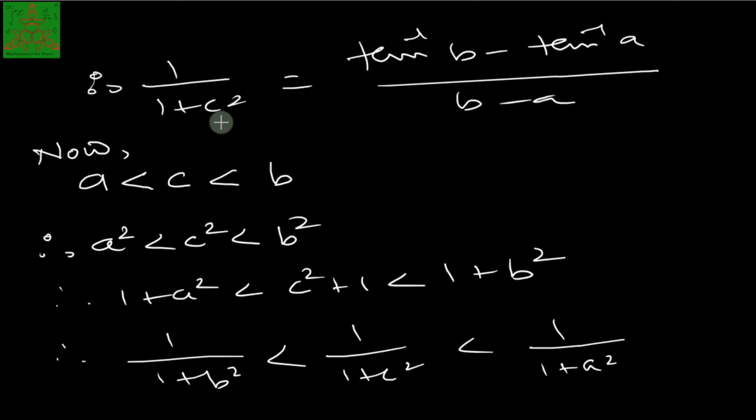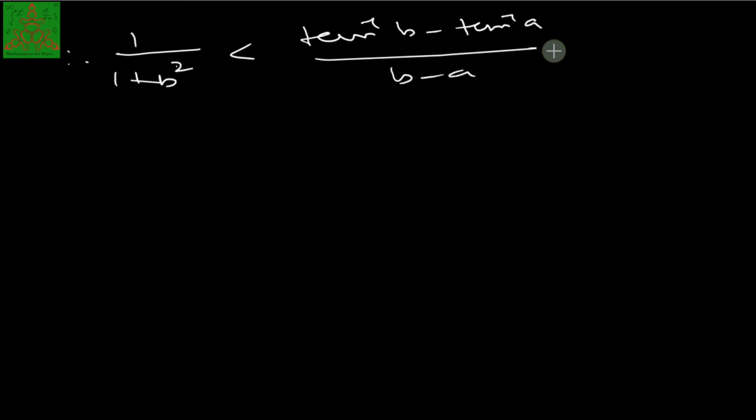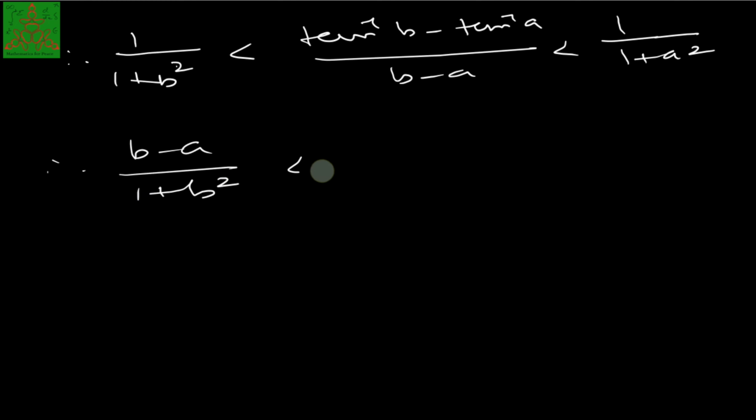Now you just substitute this value 1 upon 1 plus c square here. So therefore that will give me 1 upon 1 plus b square is less than tan inverse of b minus tan inverse of a upon b minus a is less than 1 upon 1 plus a square. If you multiply by b minus a both sides, we have achieved the expression that we want to prove.